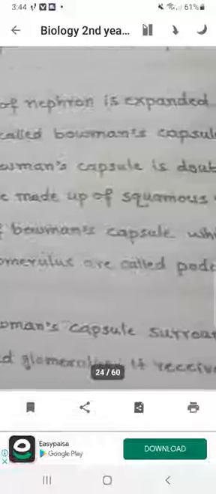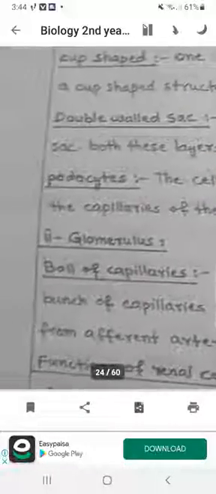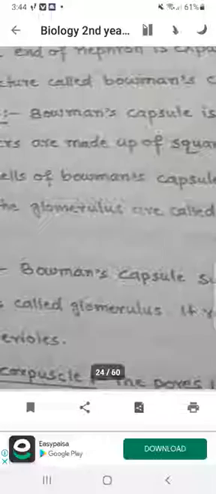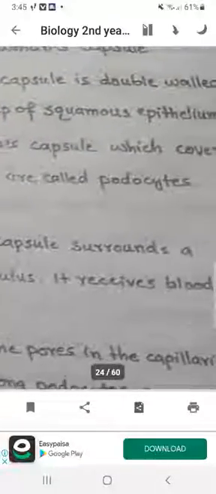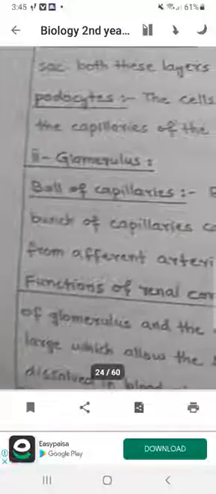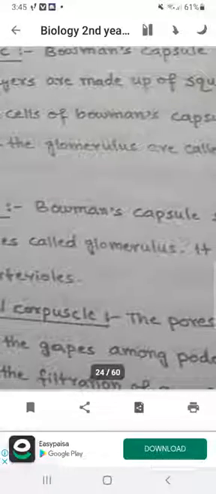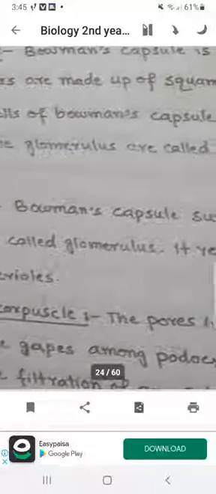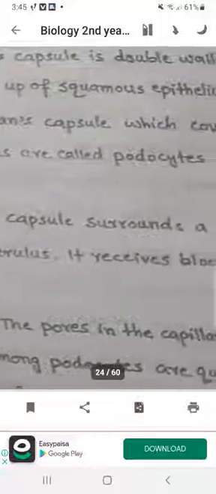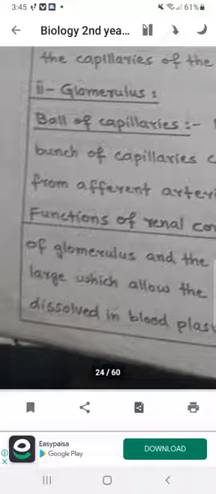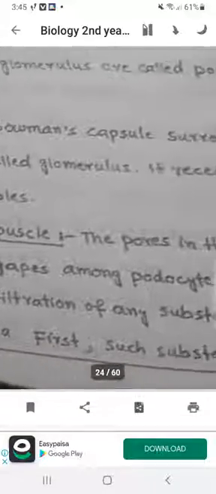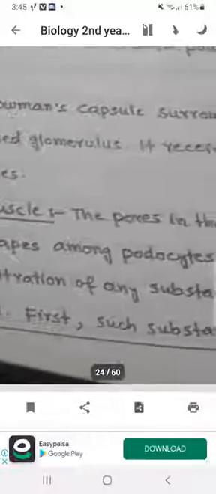Double walled sac. Bowman's capsule is a double walled sac. Both these layers are made of squamous epithelium. Podocytes. The cells of Bowman's capsule which cover the capillaries of the glomerulus are called podocytes. Number 2. Glomerulus, ball of capillaries. Bowman's capsule surrounds a bunch of capillaries called glomerulus.